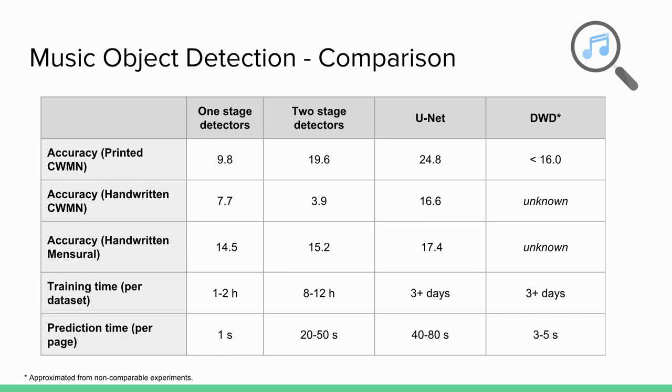But another thing to mention here is that there are other parameters that we may want to take into account, because some models perform much faster than others. For example, the one-stage detectors are not providing the best accuracy, but they are able to run like one page per second. So if we need this kind of speed, we may want to choose the one-stage detectors. And on the other hand, we have the UNets and the deep watershed detector that may perform better, but for example, they take more than 3 days to be trained.